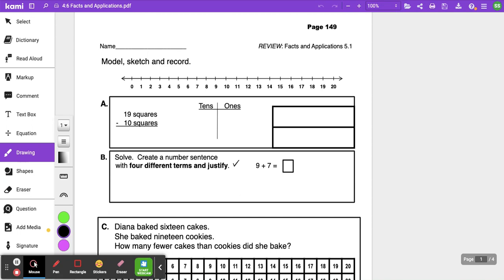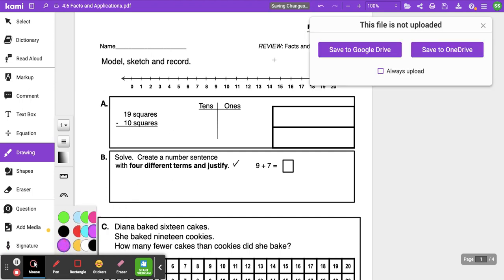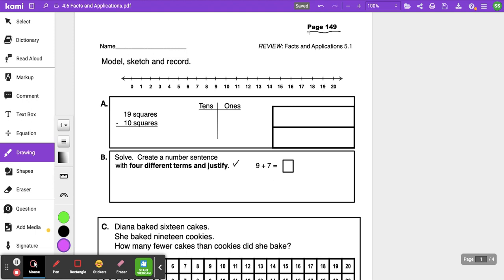Hello, superstars. I hope you have out your math books. And today we are doing the Facts and Applications review. So this is page 100. Let me move it. There we go.